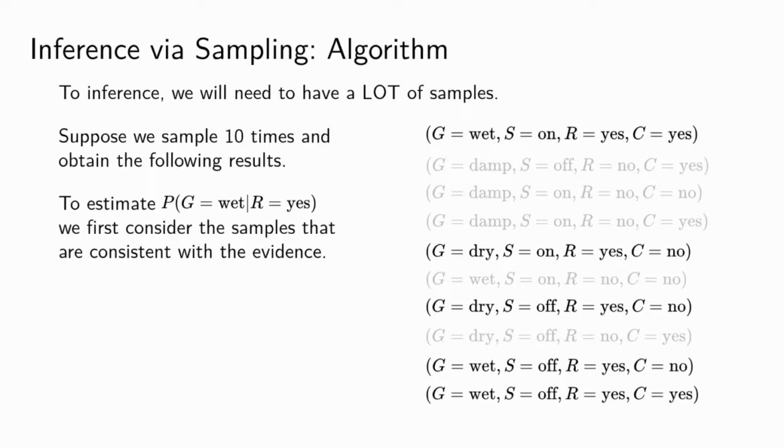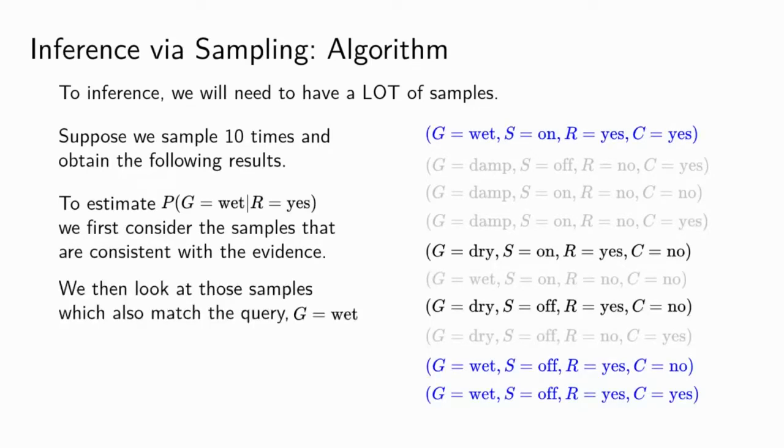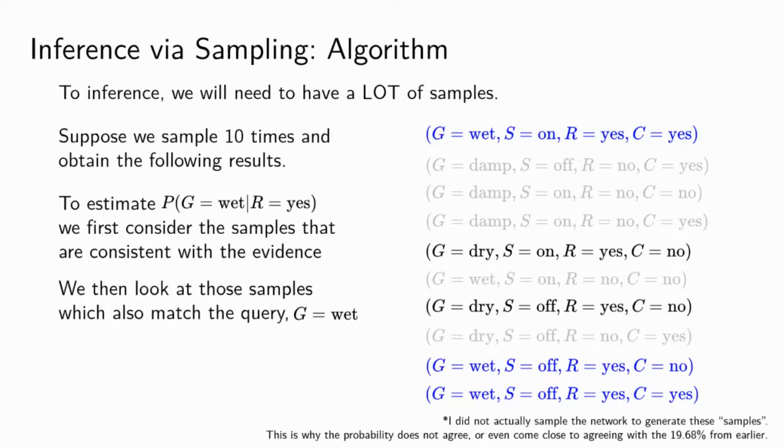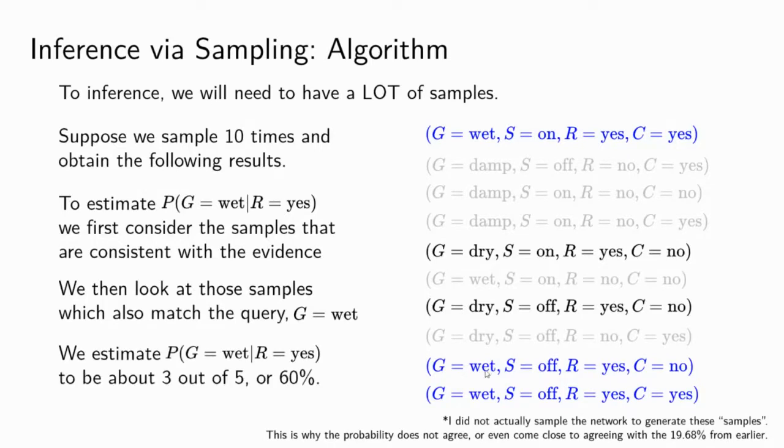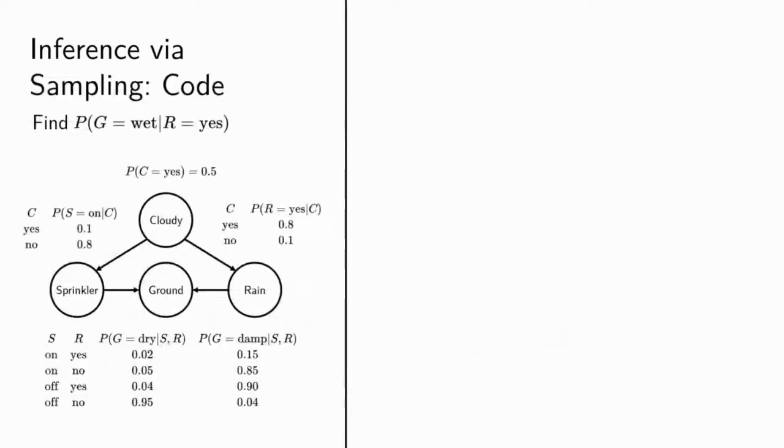Now, how many of those samples was the ratio, right? We're trying to figure out the ratio at this point. So let's just figure out that ratio. So it looks like 3 out of 5 satisfy the condition that we needed. So we'll say that the probability is 60%. Okay, so that's basically it. That's really how inferencing via sampling works.